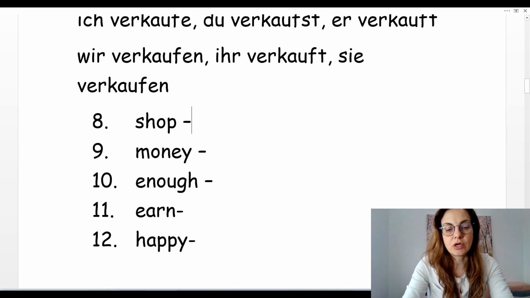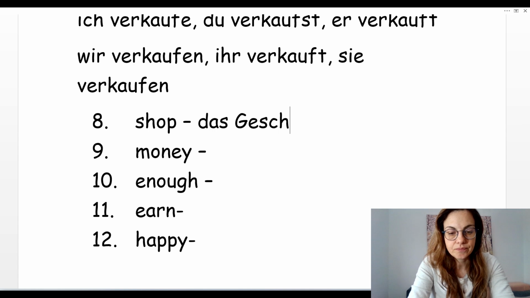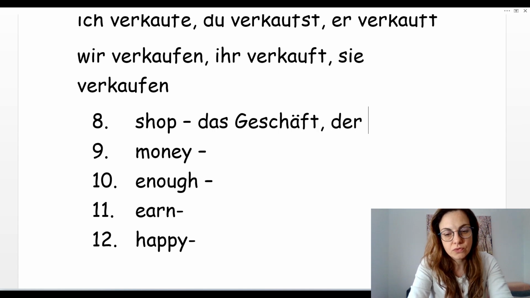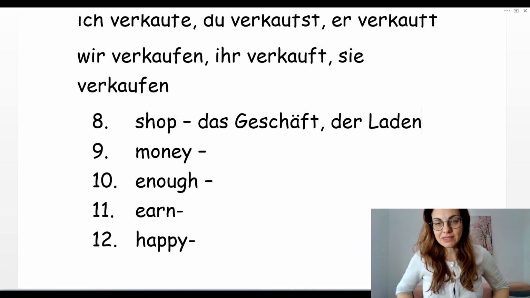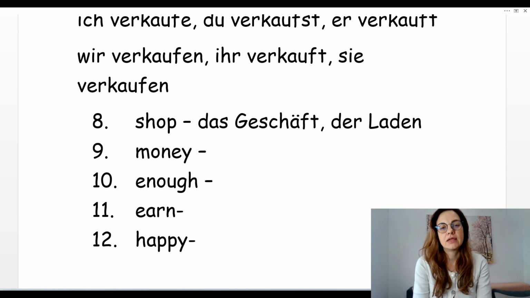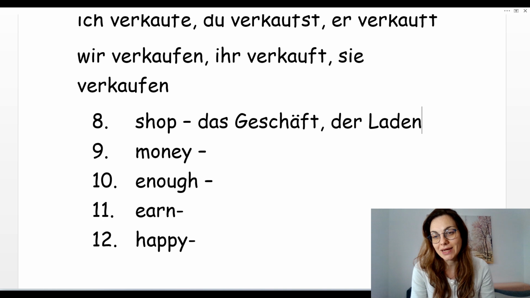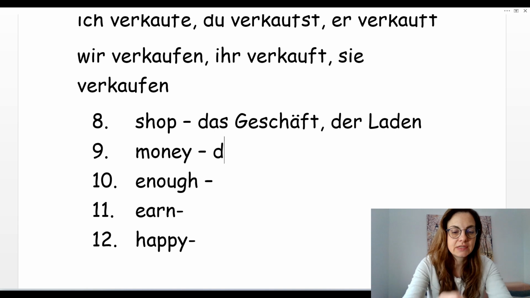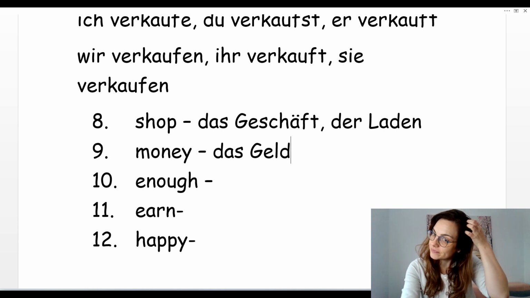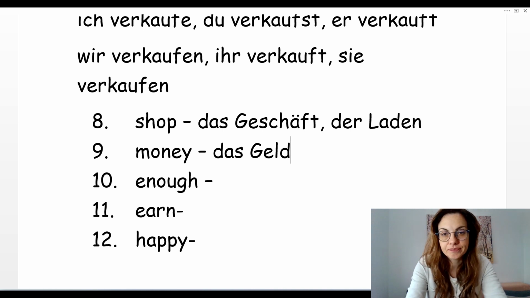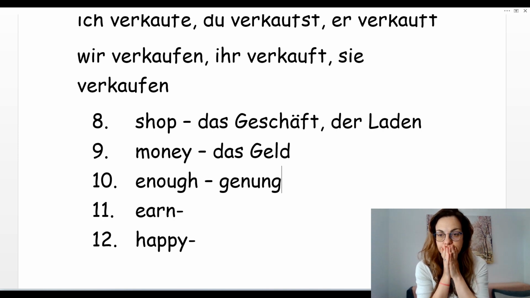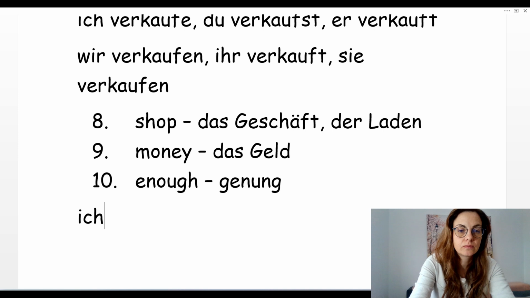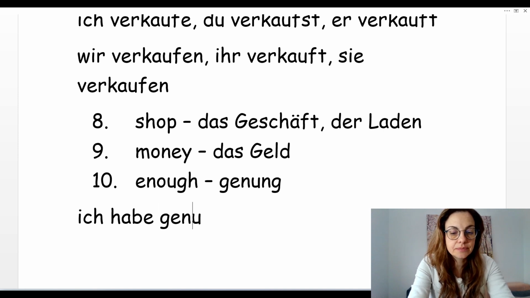Next one is shop. Shop is das Geschäft, or we can use der Laden. So the first one is das Geschäft, and the second one is masculine, der Laden. Money is das Geld. Enough is genug. Ich habe genug Geld.